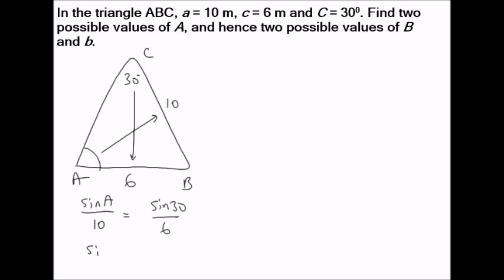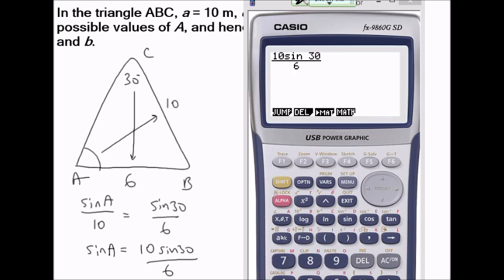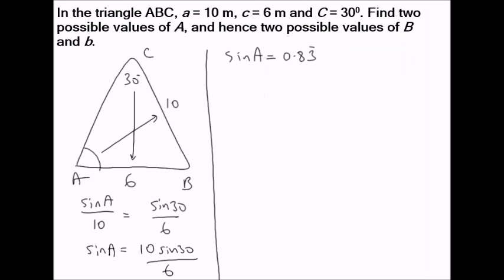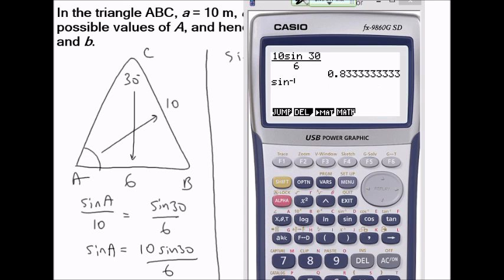So rearranging the equation, we'll get sine A equals 10 sine 30 divided by 6, which we can enter into the calculator, and we get an answer of 5/6, or 0.83 recurring. Now to work out angle A, we will take the inverse sine of 5/6, or 0.83 recurring, and we will get an answer off the calculator of 56.44 degrees.